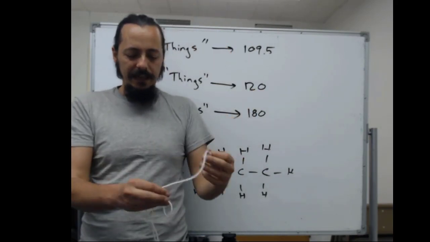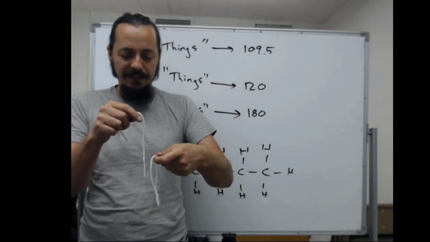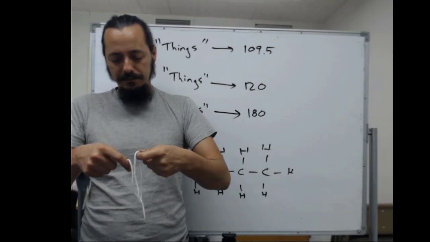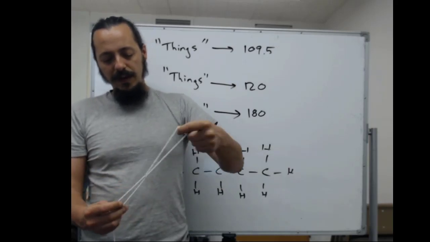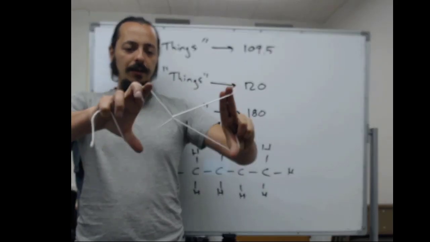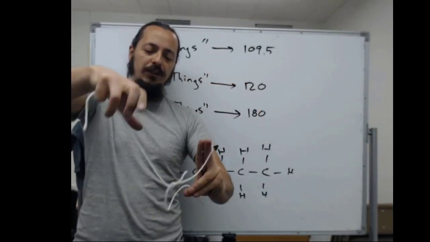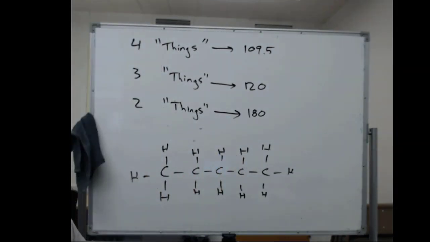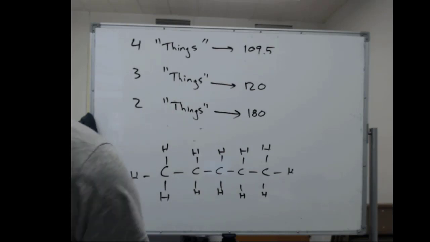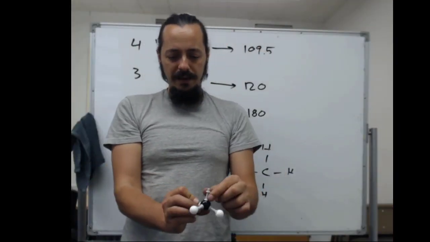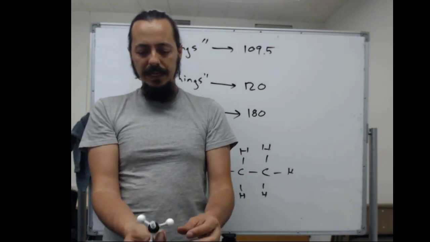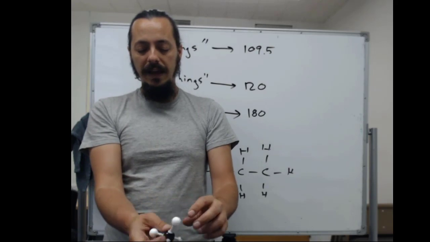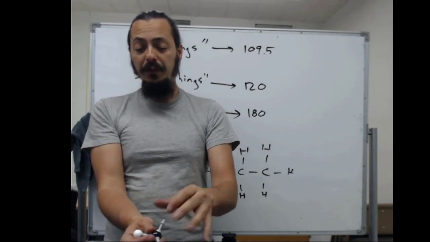If you have 4 things, I don't have enough hands to do it, but I can try. If you have 4 things attached to the same center, these 4 things are going to push away from each other as much as possible in 3-dimensional space. I can't do it with 4 hands. You'll get a particular geometry in 3-dimensional space. I've already got it here. Those things push away, and you end up with this geometry that is tetrahedral, 109.5, whatever the 4 things are, whether they're atoms or electrons.